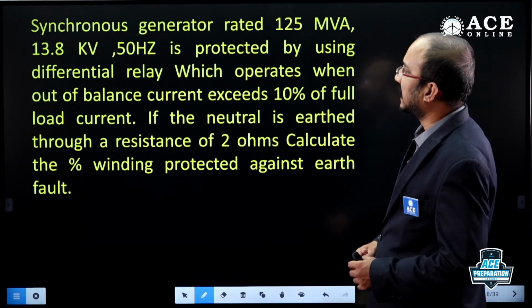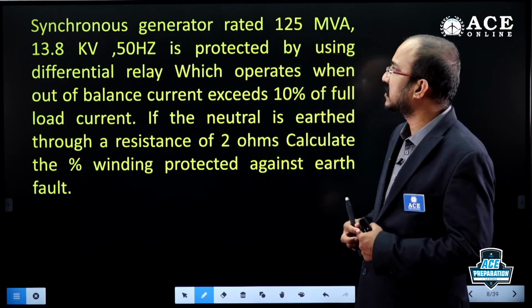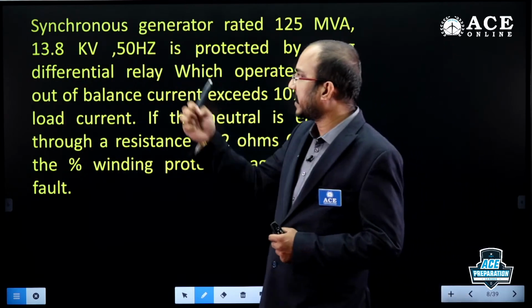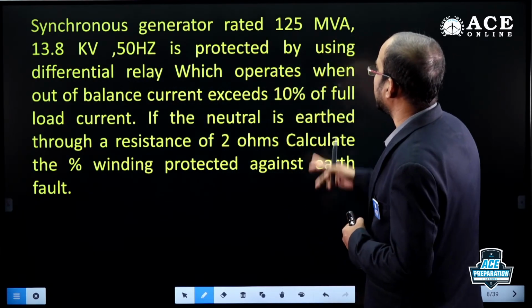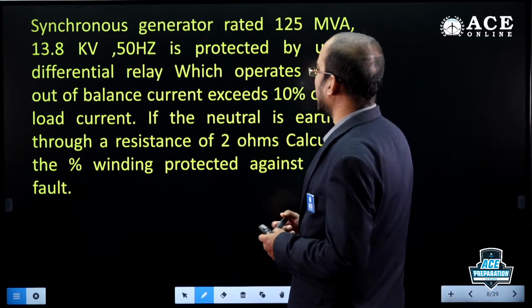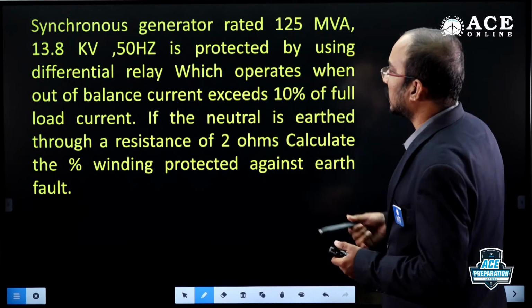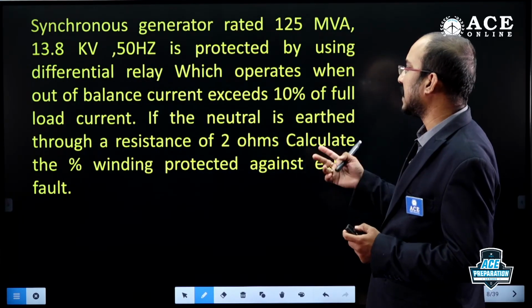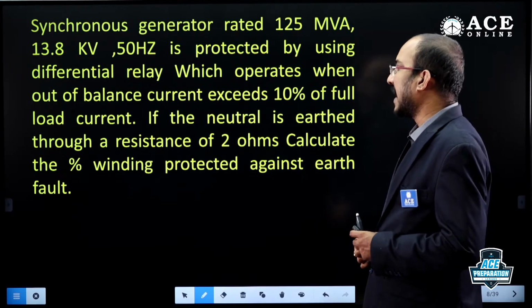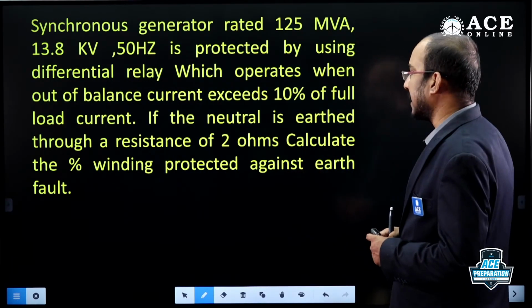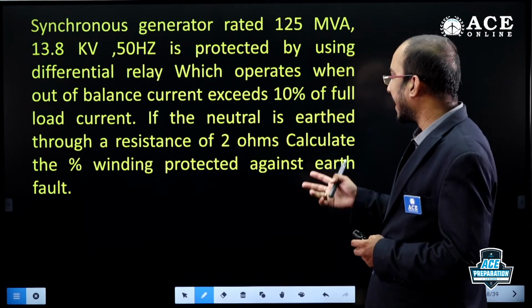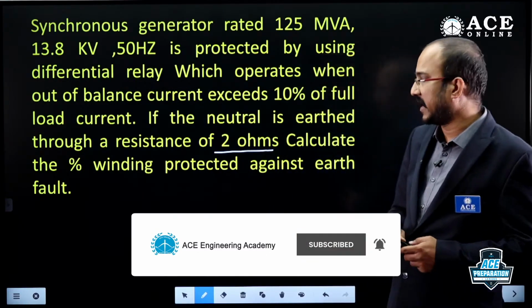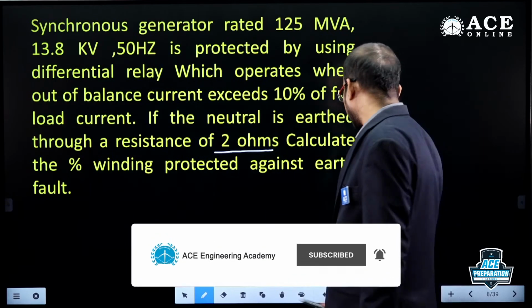If you observe this question, what has he given? A synchronous generator rated 125 MVA, 13.8 kV, 50 Hertz is protected by a differential relay which operates when out of balance current exceeds 10% of full load current. If the neutral is earthed through a resistance of 2 ohms, calculate the percentage winding protected against earth fault. So by grounding with resistance, what percentage of winding is protected? How do you calculate?